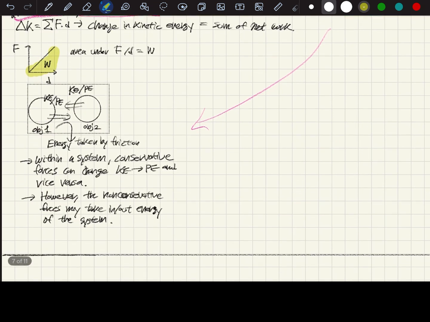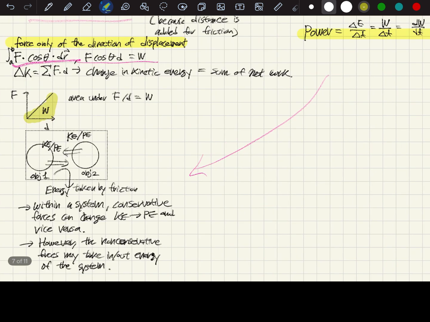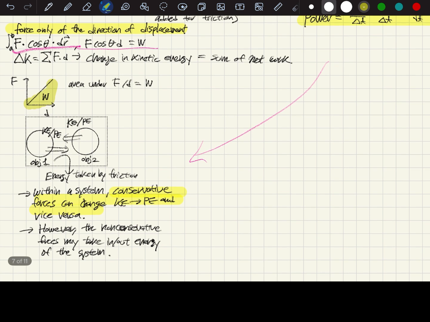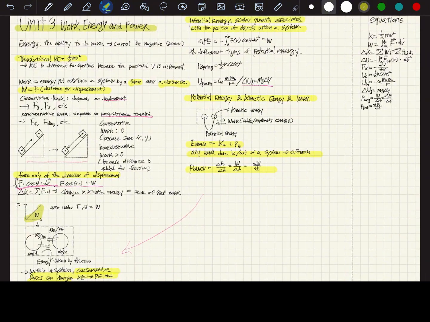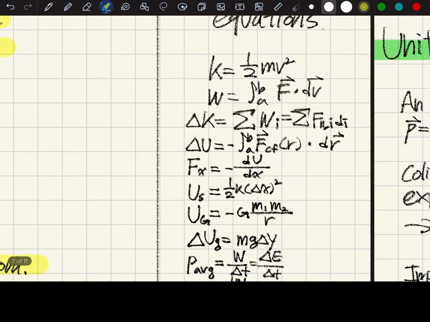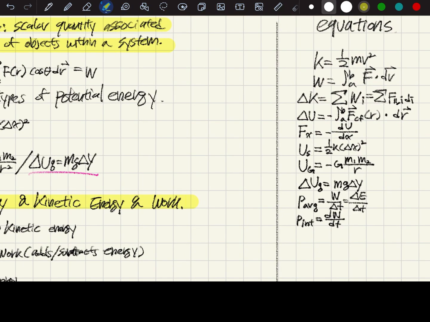Yeah, so there's another diagram, not an example. Within a system, conservative forces can change between kinetic energy and potential energy, but non-conservative forces may take energy in and out of the system. And that was Unit 3. These are the different equations you will use. So that's it. That's Unit 3.